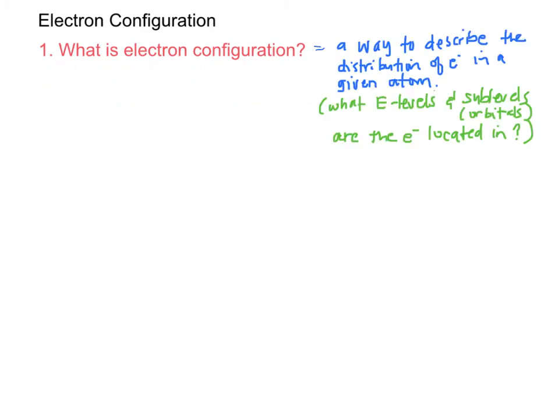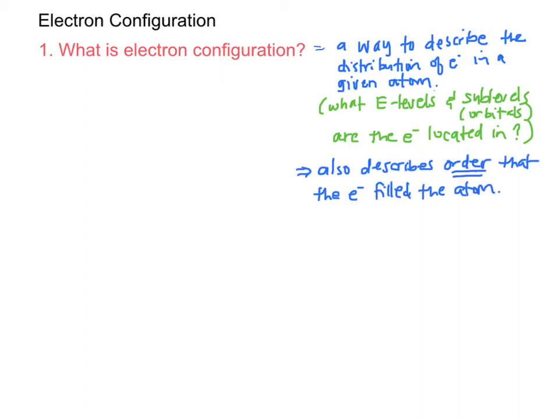Electron configuration is just a way of describing where the electrons of a particular atom are located. And when we say where they're located, it's kind of like an address. So you're telling what energy levels and the orbitals or sublevels you're finding each electron of that atom in. And the other piece of information that you can get from an electron configuration is a description of the order in which the electrons actually filled the atom. And that'll make more sense here in a second.